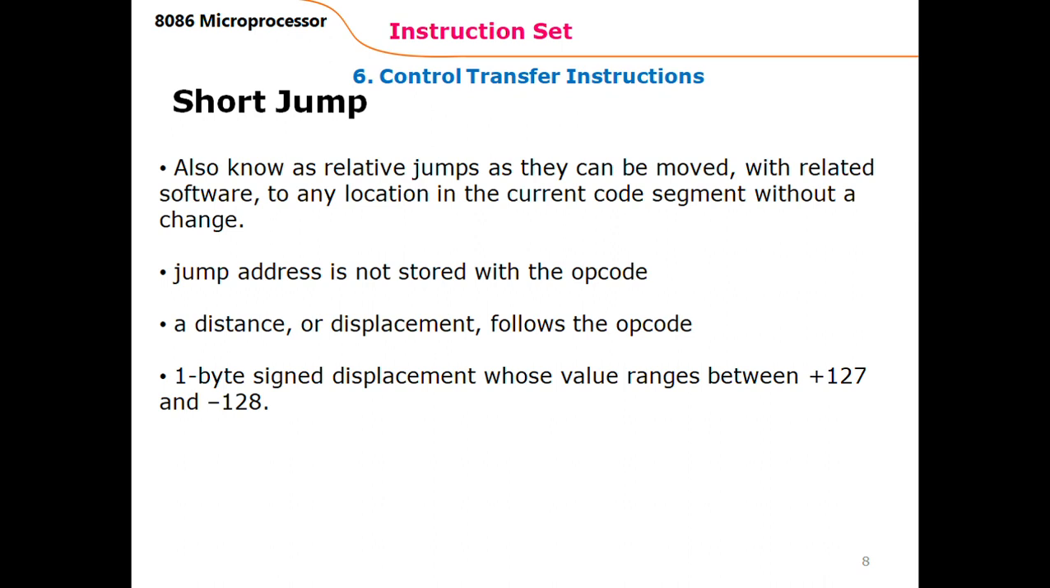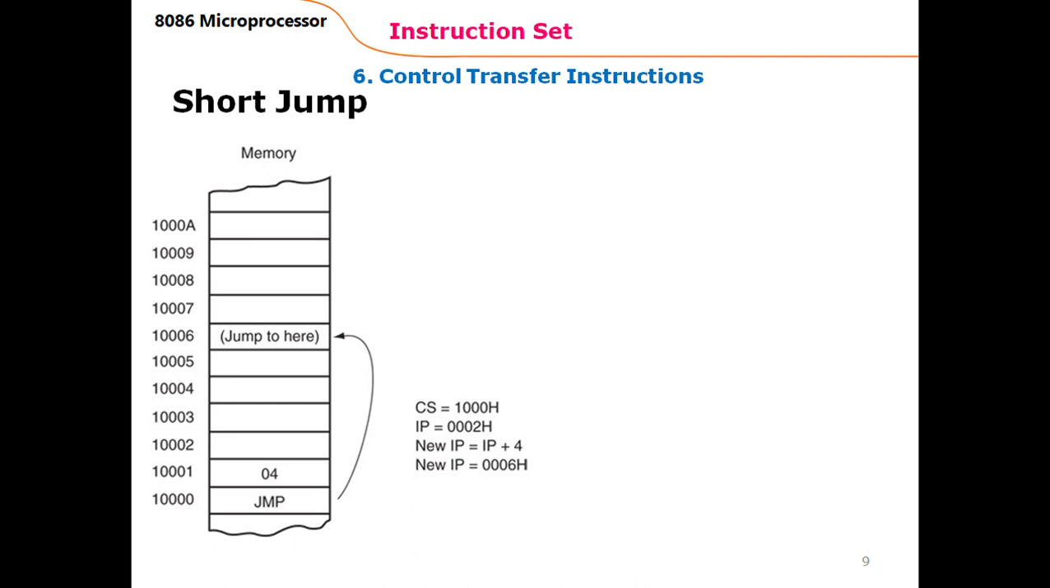The jump address is not stored with the opcode, but the displacement, or distance, is stored with the instruction that follows the opcode, or the operation code, of the jump instruction. It is a 1-byte signed displacement, whose value ranges from plus 127 to minus 128, as I explained in the earlier slides. So this is a simple example of the short jump, where the memory addresses are also given.